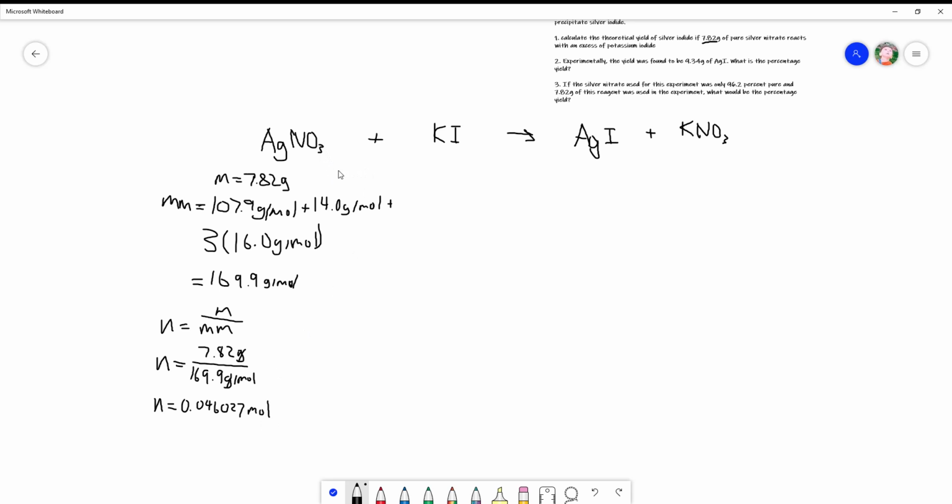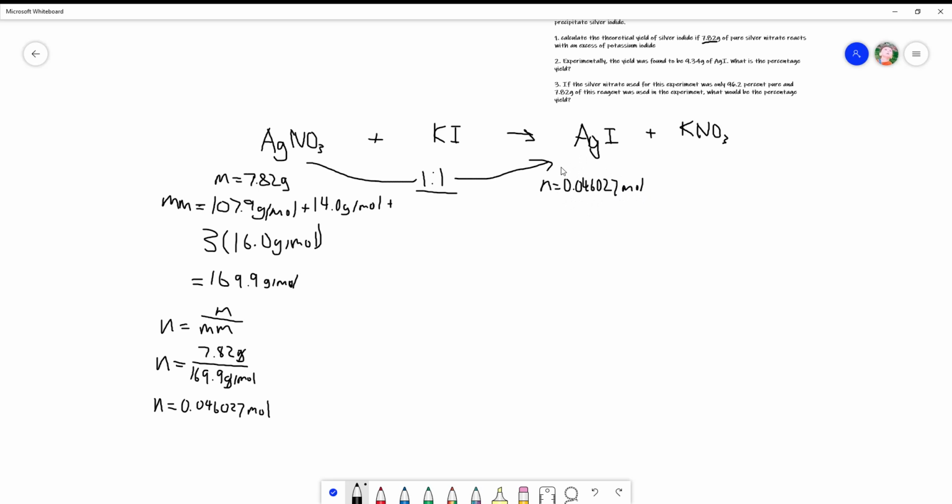Now if we look back at the equation, we can see that silver nitrate and silver iodide have a 1-to-1 ratio. This helps us find the number of moles of silver iodide. And since it's a 1-to-1 ratio, we know that the number of moles for silver nitrate is equal to the number of moles of silver iodide. So the number of moles of silver iodide is also equal to 0.046027 moles.